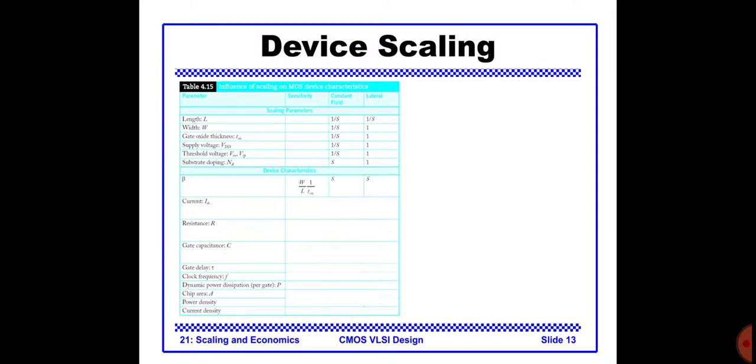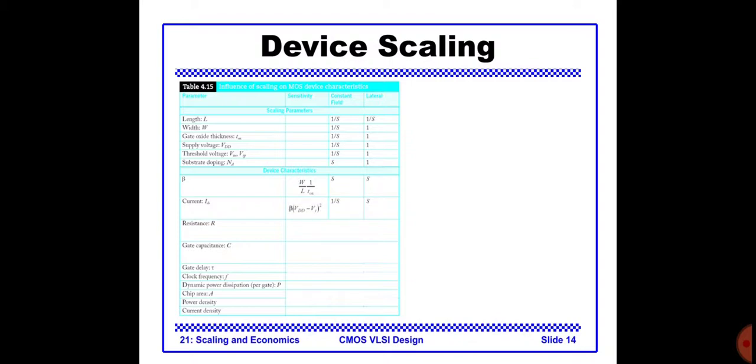The device scaling: length L scales by 1 by S and width W by 1 by S. The gate oxide thickness 1 by S. The supply voltage VDD 1 by S. The threshold voltage 1 by S. The substrate doping S. Then the current and resistance R, the gate capacitance, the gate delay, the clock frequency F, the dynamic power dissipation, the chip area, the power density and the current density.